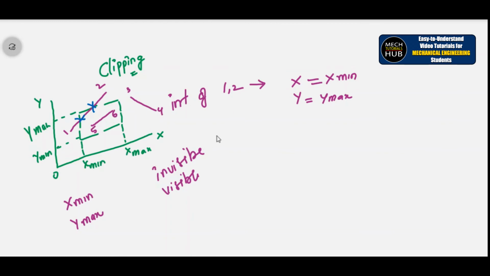Now line 3, 4 and line 5, 6: line 3, 4 is completely outside and line 5, 6 is completely inside the window. So there is no need to find the intersection for these two. In actual practice, a program is written and fed to the system or software in such a way that the intersection is done automatically.